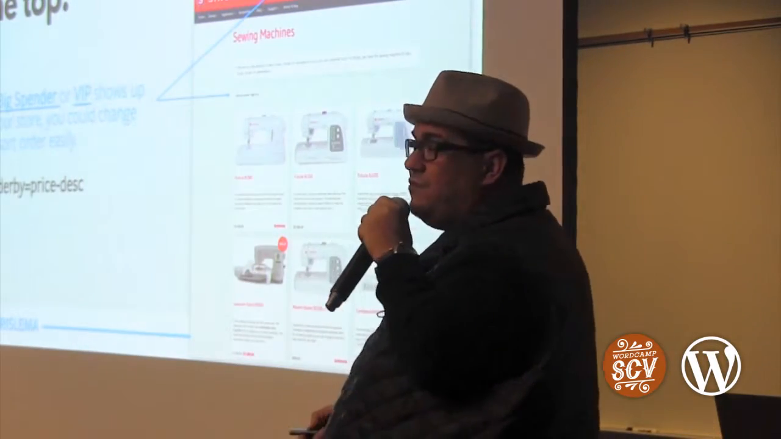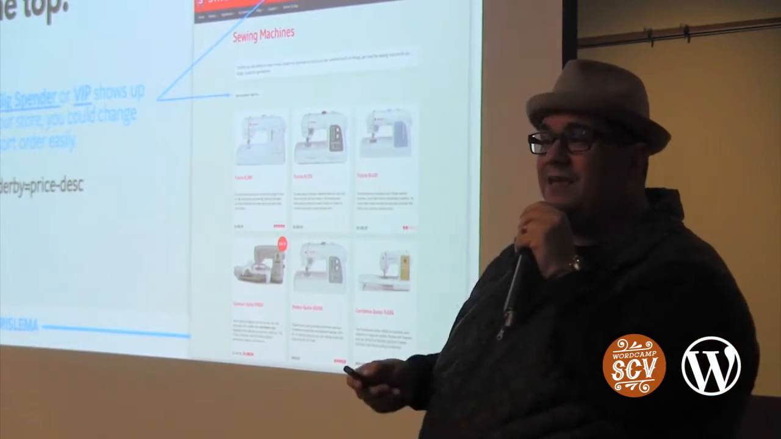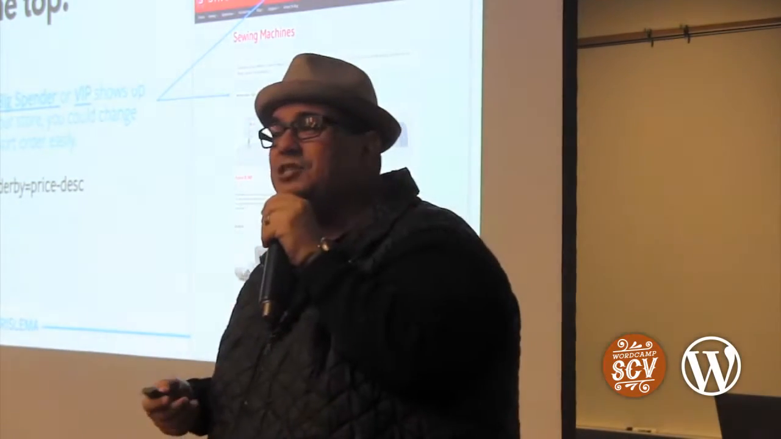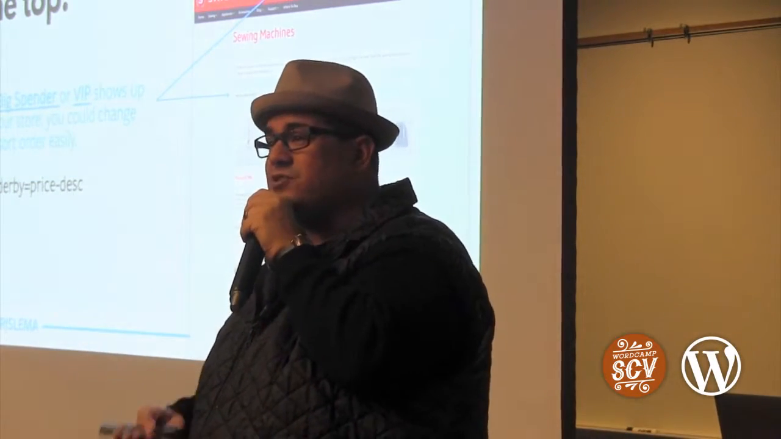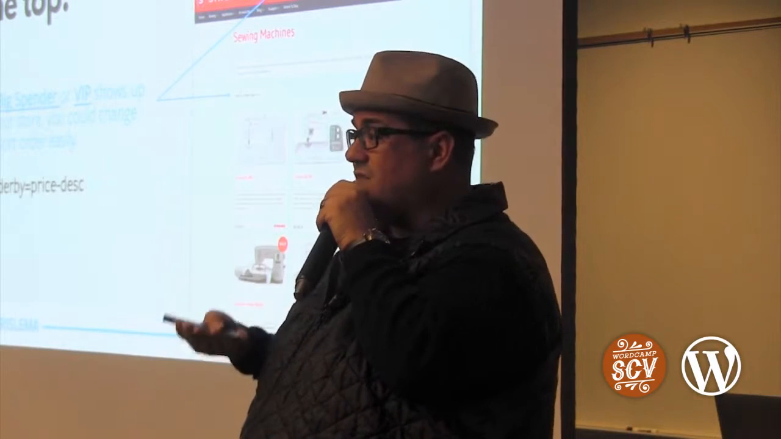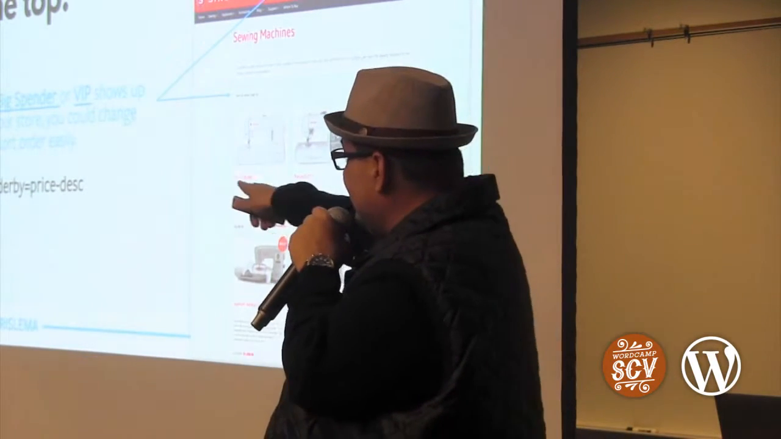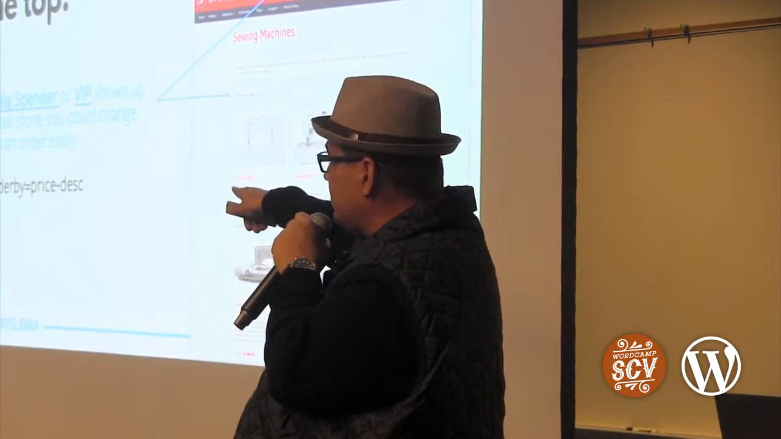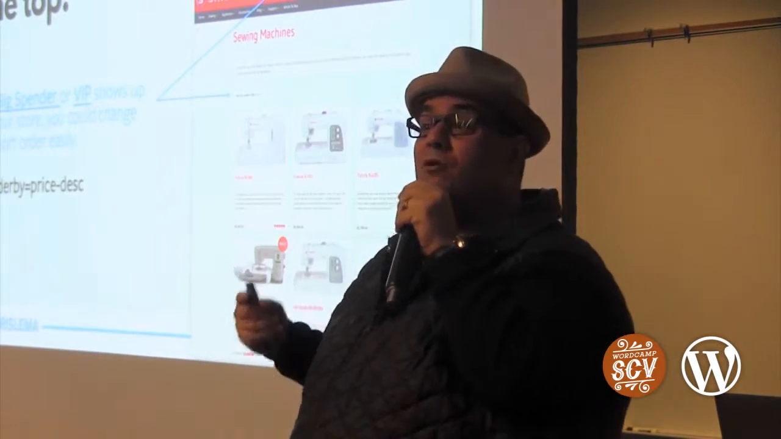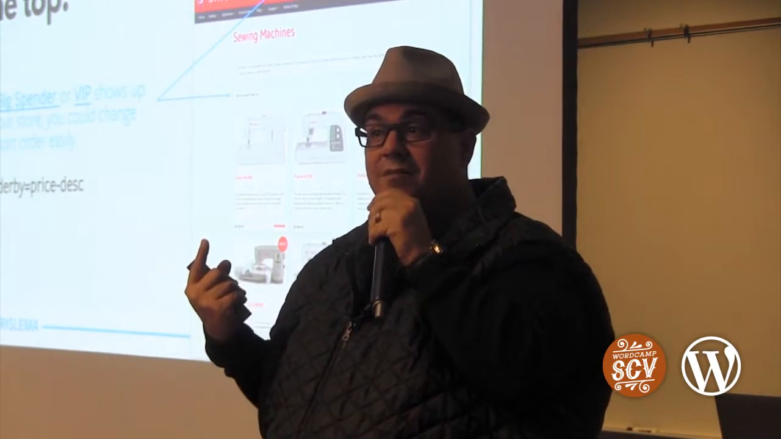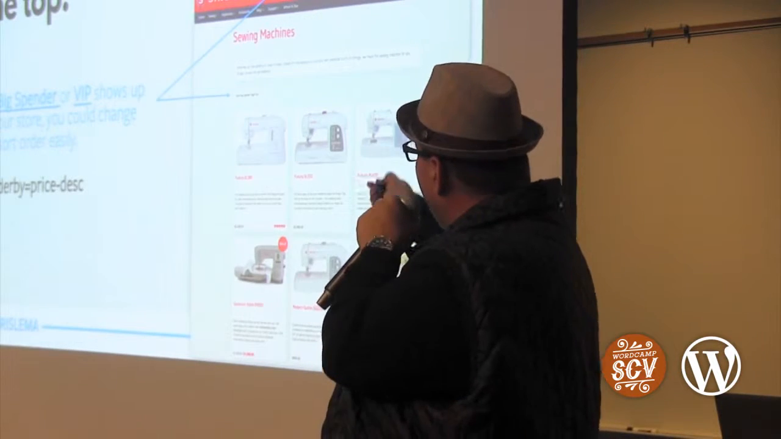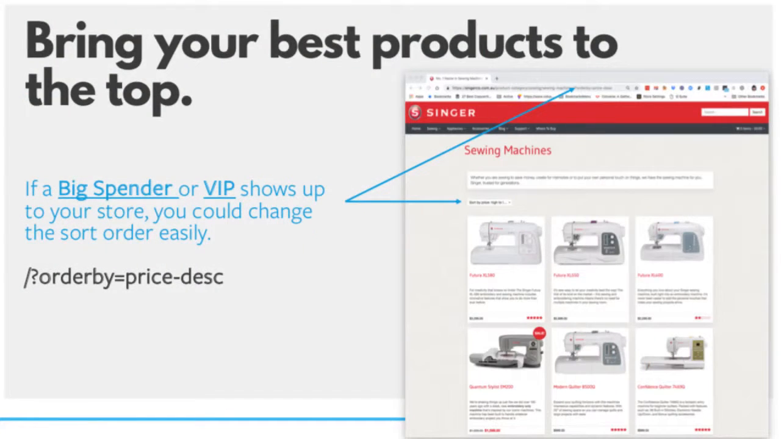What about if you are a big spender or VIP? Shouldn't I just make sure that my products sort, the ones I really want you to spend, sort to the top? It's really easy. / order by equals price descending, meaning put your most expensive products at the top. That's what's going on right up there, right? In the URL. It just adds that little piece, right? You can easily do that.